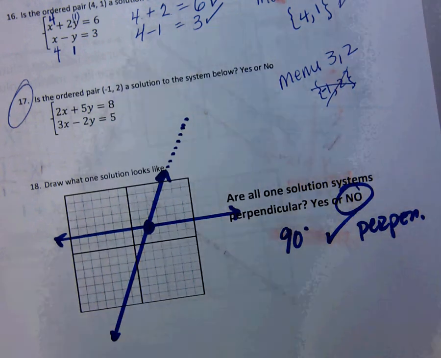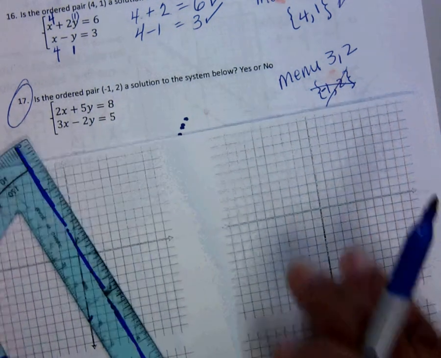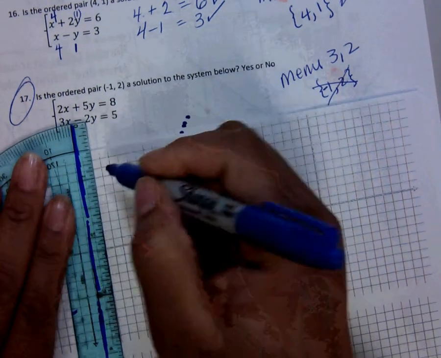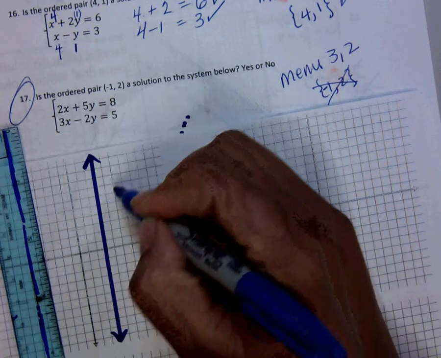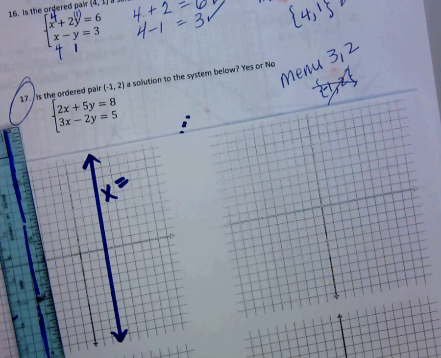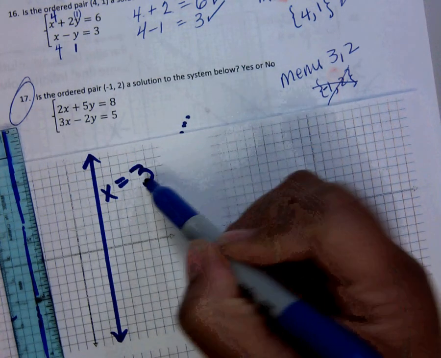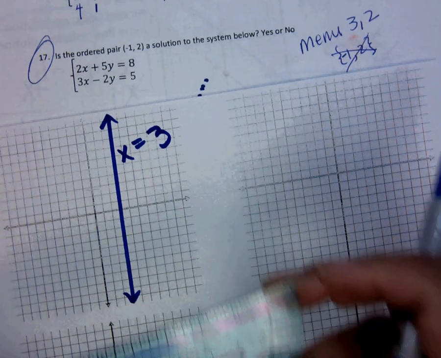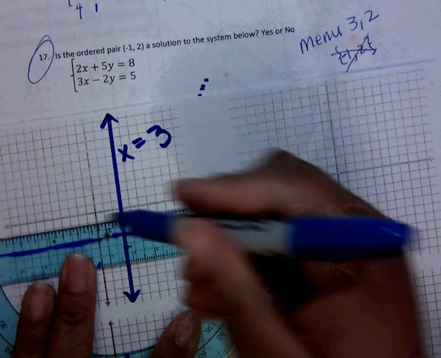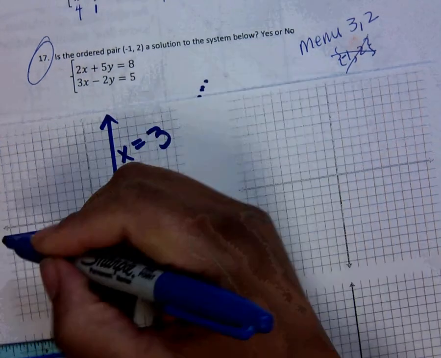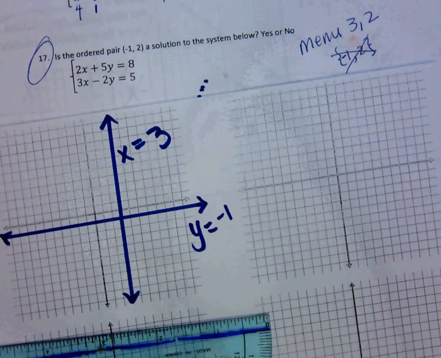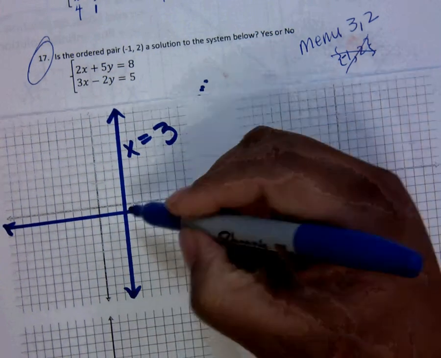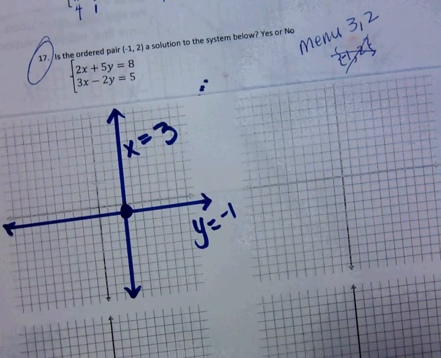Okay. I do want to show you what perpendicular looks like. So let me draw. Is that x equals or y equals? X equals. X equals what? Anybody know? 1, 2, 3. You got it. Is this x equals or y equals? It's y. What is it? Y equals what? -1. You got it. There's my solution, and it is one solution.